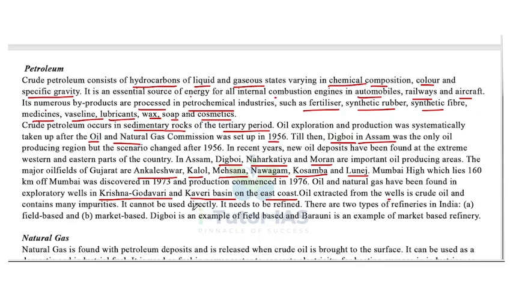It cannot be used directly. So the crude oil contains many impurities and needs to be refined. There are two types of refineries in India: first one field based and second one market based. Digboi is an example of a field based refinery and Barauni is an example of a market based refinery.